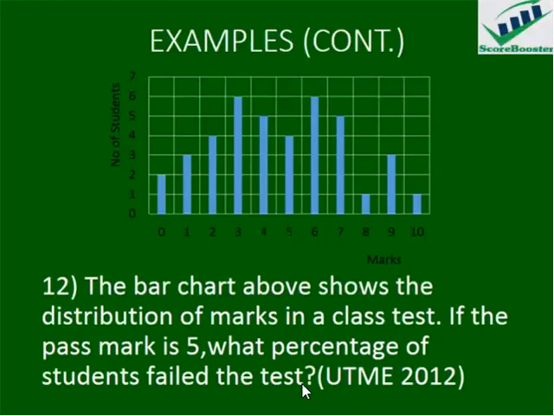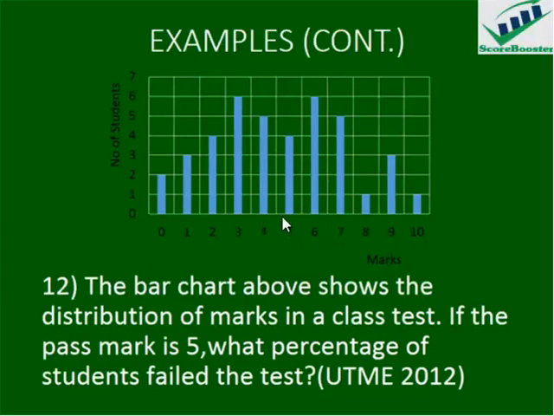It's year 2012. So we are told that if you have 5 and above, you've passed. That means if you have anything below 5, you failed the test. So we have to look for the percentage of students that failed. So if you are given this kind of question, the first thing you do is look for the total number of students that failed before you can obtain the percentage of students that failed that particular test.